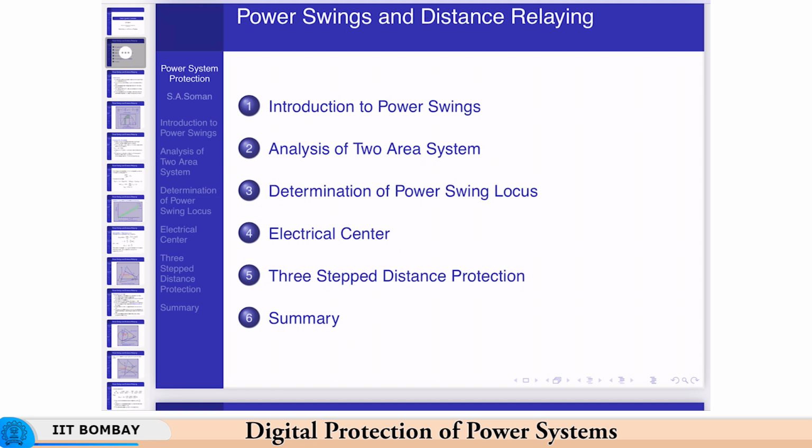we will see what power swings are. We will see the application of that to distance relaying through a two-area system, and then what happens to the power swing locus, how the distance relay sees this power swing or the impedance locus, and then some concepts of electrical center and how that affects distance relaying, how that is similar to a fault, and then we conclude. Maybe the electrical center and some other small topics we may not be able to cover in this lecture, but we will see it in the next lecture before we conclude distance relaying.